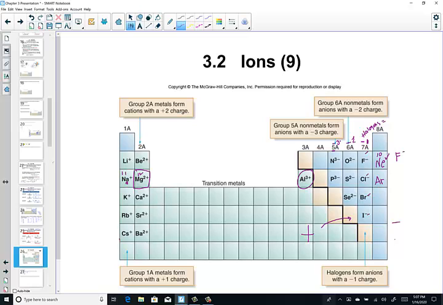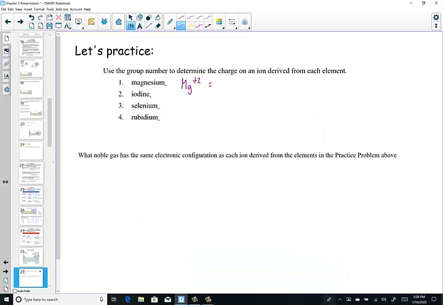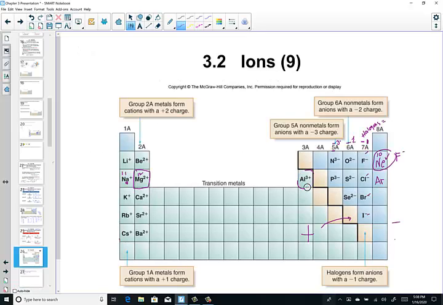Loss of 1 brings me to sodium. Loss of 2 brings me to neon as the noble gas it will resemble. Iodine. Well, all I need to do is find iodine on my periodic table and I'm able to predict its charge.